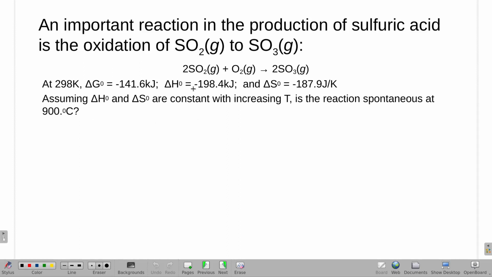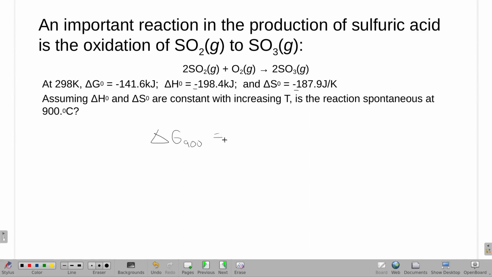Because that delta H and that delta S are negative, we know it's spontaneous at low temperatures, and 298 is clearly low enough. So there is a temperature higher than 298 where it would stop being spontaneous. I just want to know, is it 900 degrees? So we're going to calculate our delta G at 900 degrees.